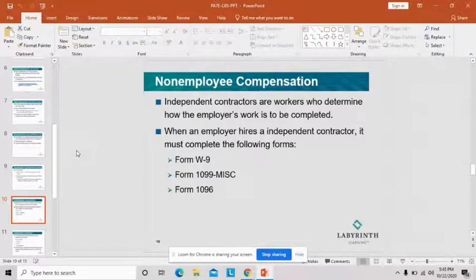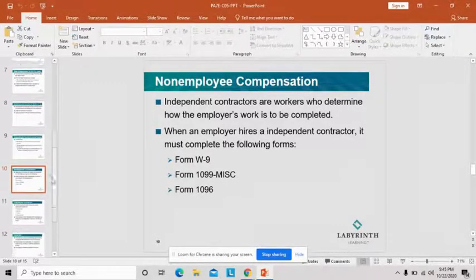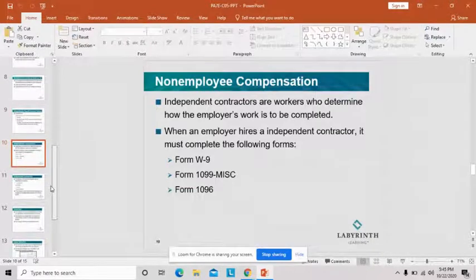Non-employee compensation. So independent contractors are workers who determine how the employer's work is to be completed. When an employer hires an independent contractor, it must complete the following forms: Form W-9, 1099 miscellaneous, and 1096. As you already know, you have filled out examples of these forms in the previous practice set as well for Chapter 5.